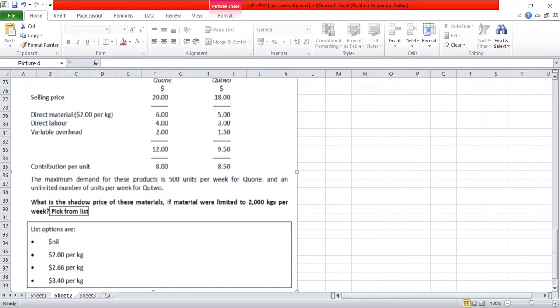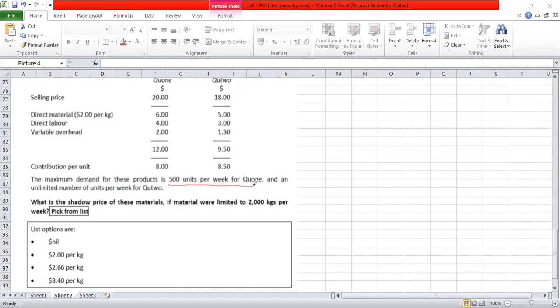So which one has a shadow price? Two products are there, Q1 and Q2. For Q1 there is a limitation, that is, the demand of Q1 is only up to 500 units. So only 500 units of Q1 can be produced and sold. The contribution per unit is 8. They can maximize their profit only by 500 units into 8. That's the total maximum contribution which can be earned out of Q1.